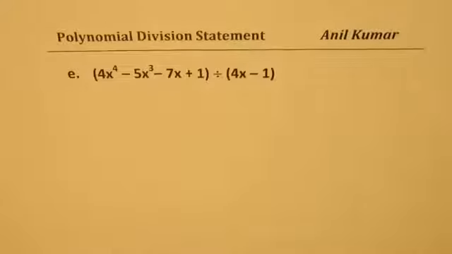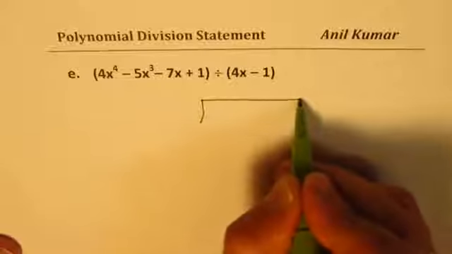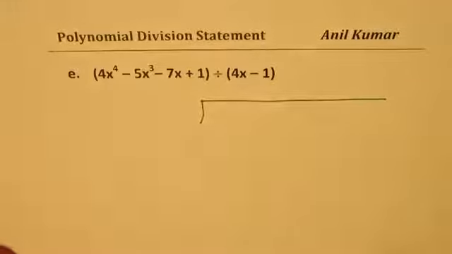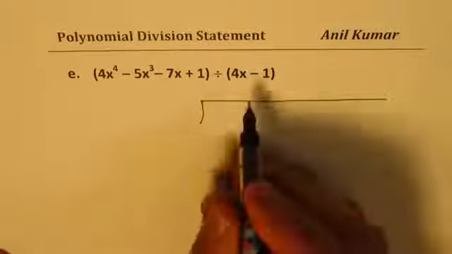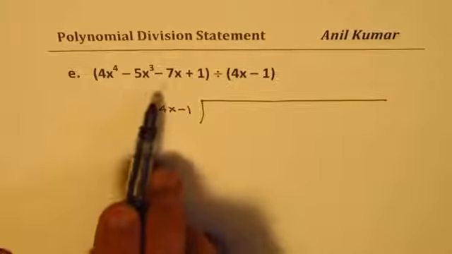Let's do the next question, E. Now in this case, I think you can do it yourself. You can now pause the video, write the question, and then solve it. Divisor 4x minus 1 is clear.